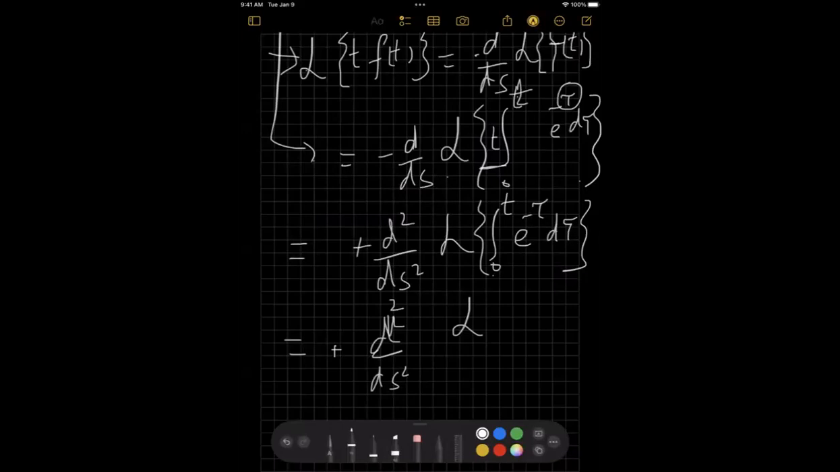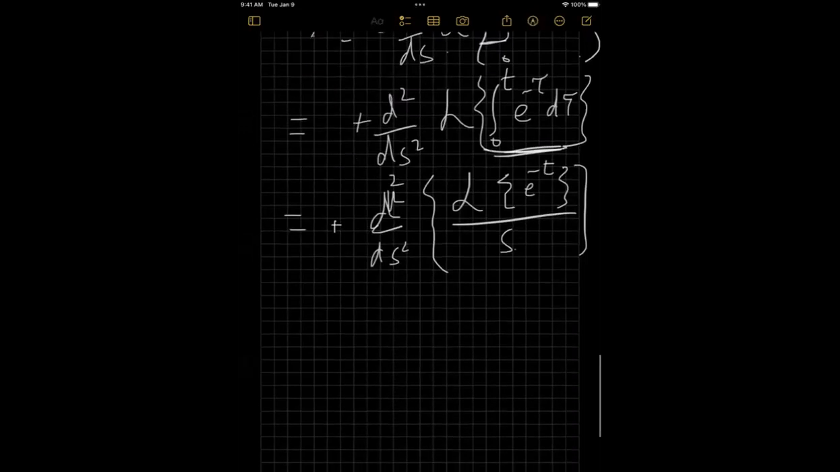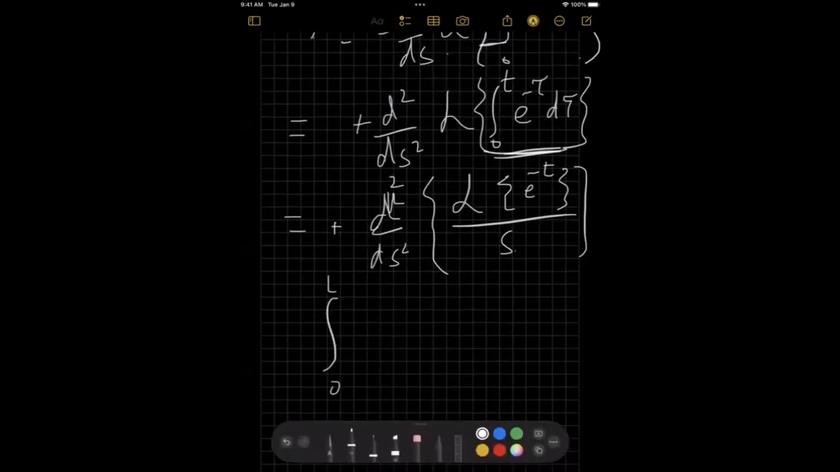Okay, so this one is Laplace of e to the minus t divided by s. If you remember, for the integral we have the formula F(s) over s. Let me write it here. If we have integral 0 to t, f of t dt, the Laplace will be F(s) over s, okay? So the F(s) is in fact Laplace of e raised to power minus t, divided by s, by replacing the integral. You got it?